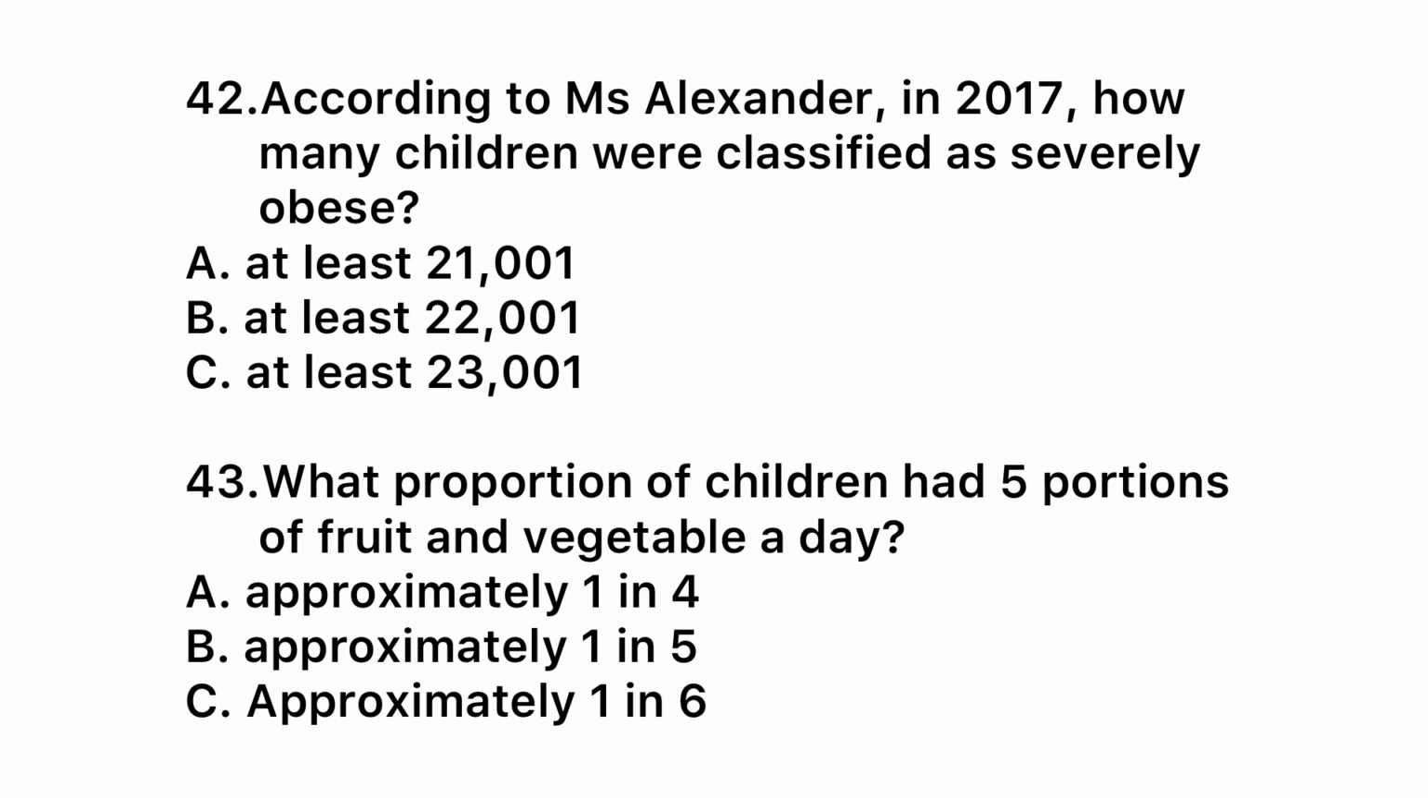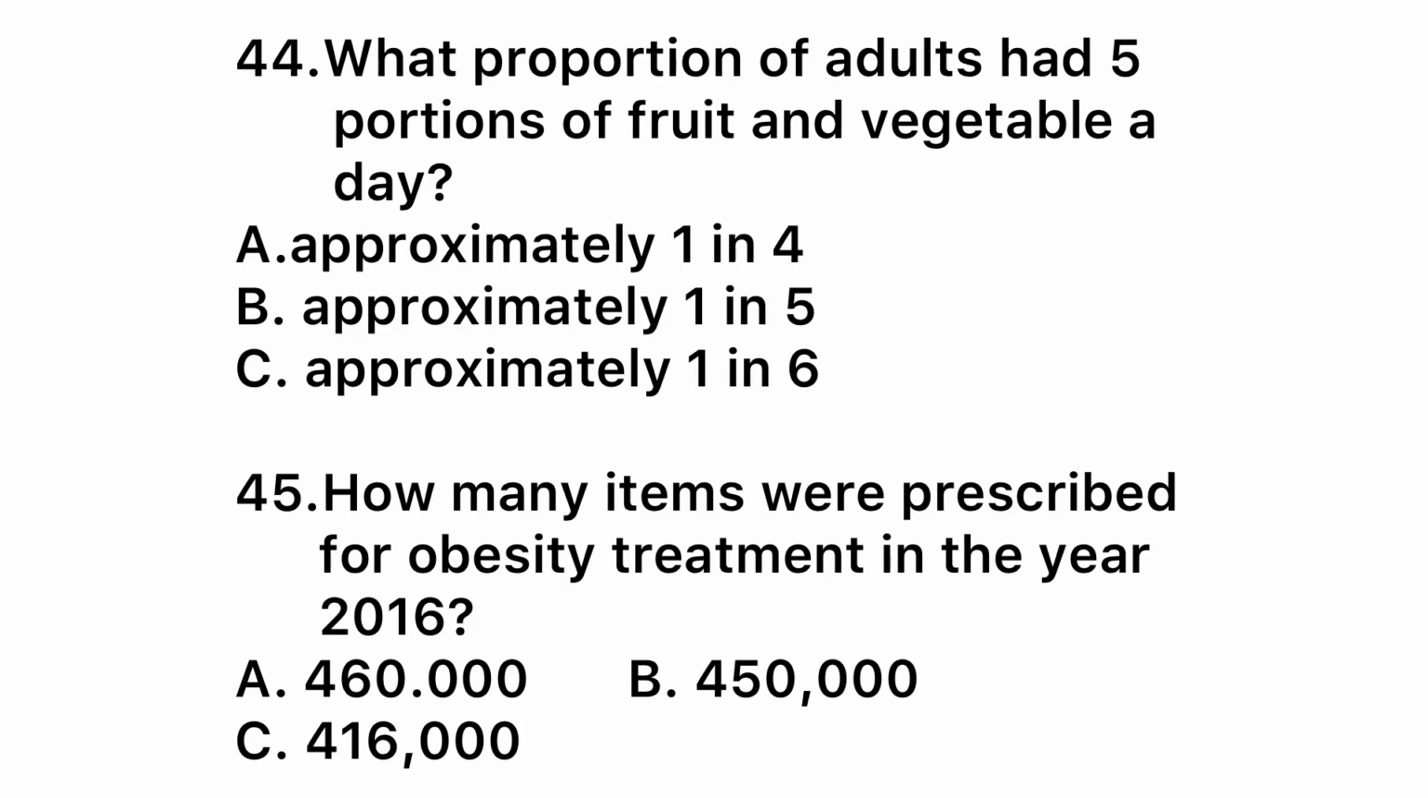A better quality diet is one of the key means to combating childhood obesity, but a recent survey indicated that only 26% of children aged 5 to 16 were eating the recommended 5 portions of fruit and vegetables per day. That number drops to just 16% for adults aged 16 and over. In terms of obesity treatment, the best advice is to recommend a healthy diet and active lifestyle. The UK government recommend that children should get a minimum 1 hour of physical activity per day.